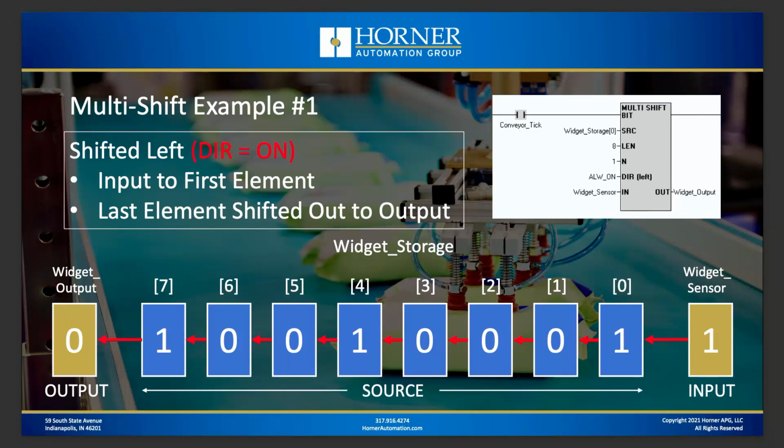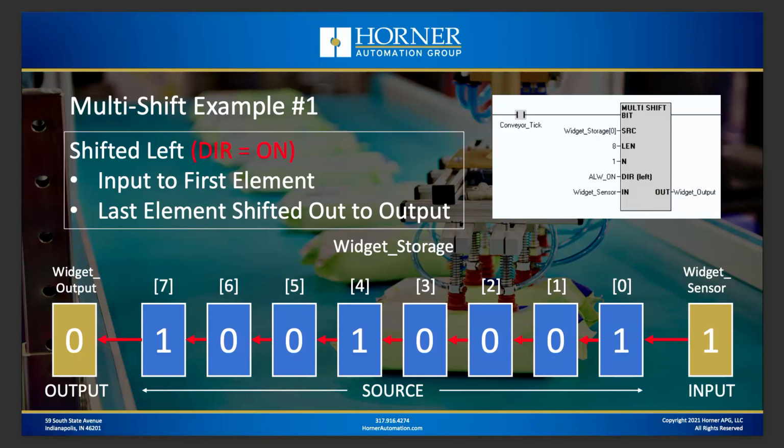The input gets moved to the first element, in this case, element 0. The last element, which is element 7, gets shifted to the output. All other positions move from lower significance to higher significance. So that's the result of our shift left. We executed this instruction one time, and that's the result with the shift left.